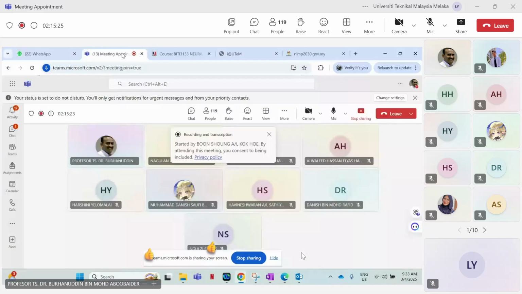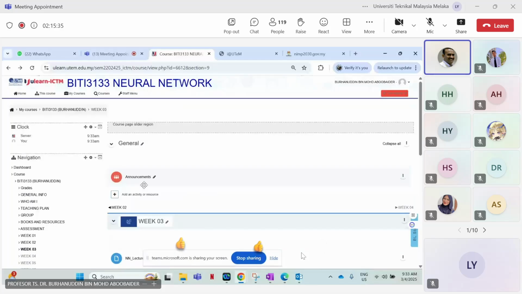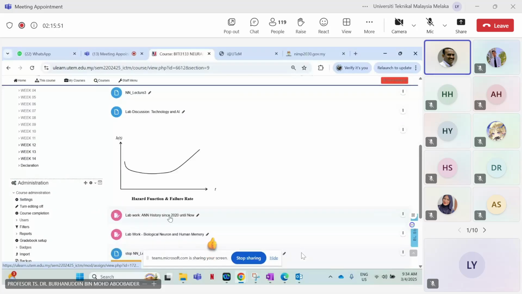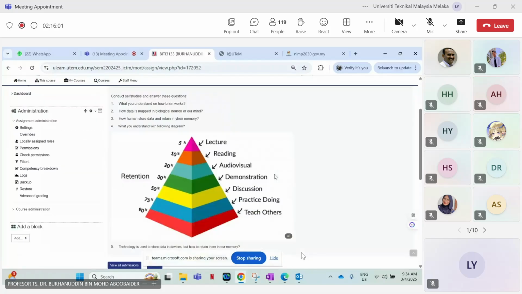I will finish class early today because I want you to complete all the labs given in week 1 and week 2. Can or not, class? Can, doctor. Make sure to start the lab work that I give you this week: the history of neural networks, as well as the biological neuron and human memory. This is this week's lab that you have to do. Can or not, class?